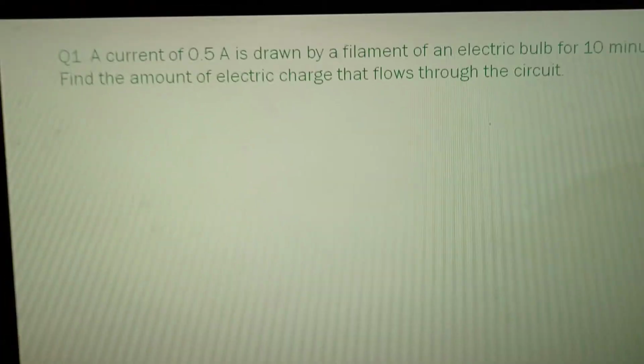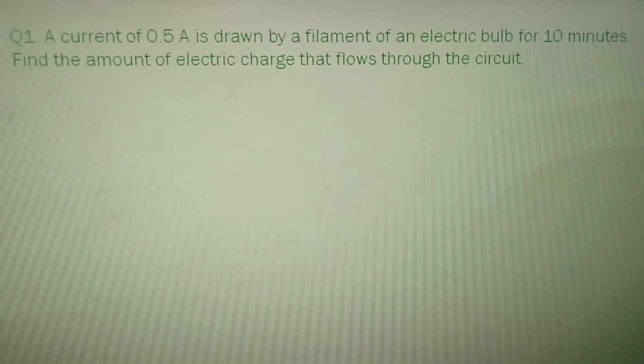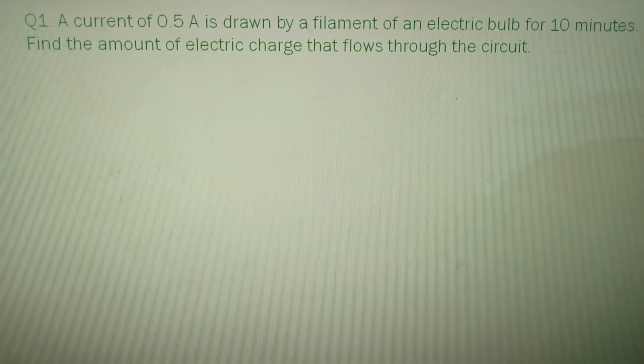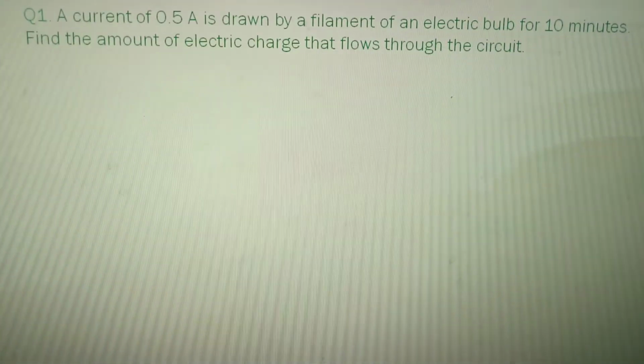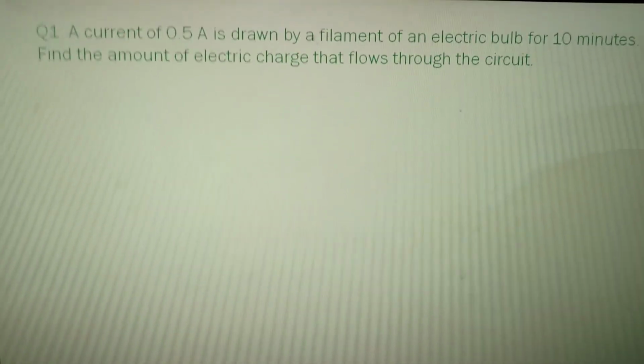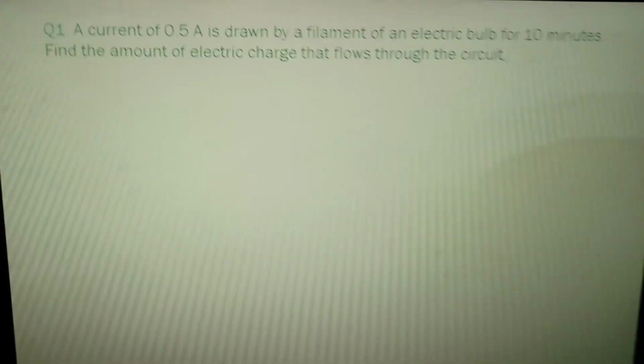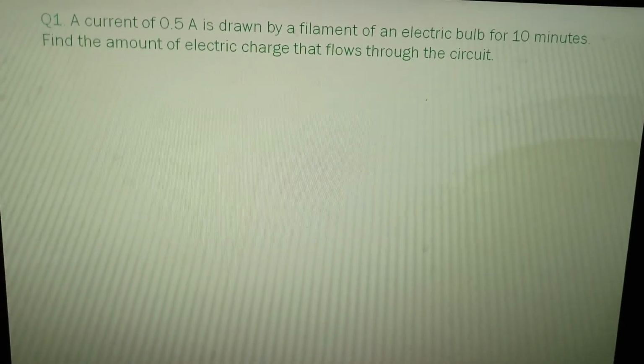Here is the first numerical. A current of 0.5 ampere is drawn by a filament of an electric bulb in 10 minutes. Find the amount of electric charge that flows through the circuit. Now let us see how we can solve it.